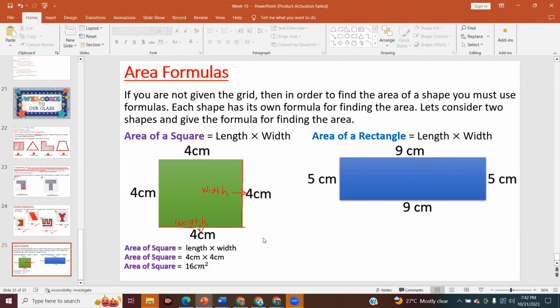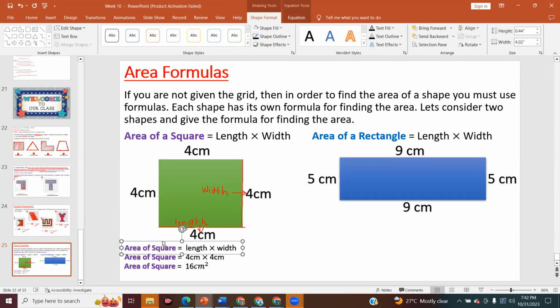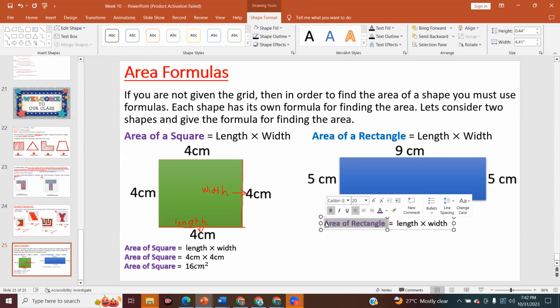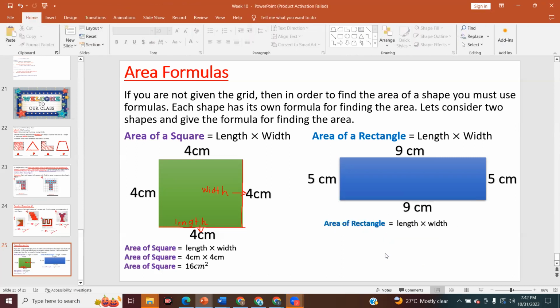All right, so I want you to put your hands inside the chat. What do you think is the area of this rectangle? Put your hands inside the chat, please. What do you think is going to be the area of this rectangle?